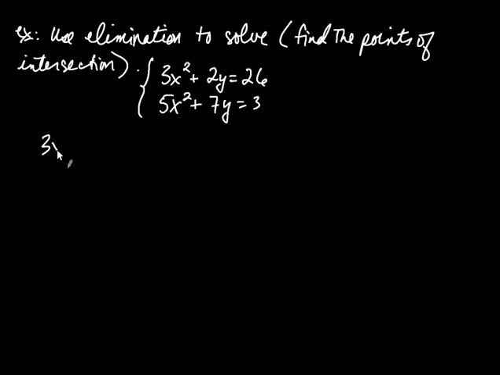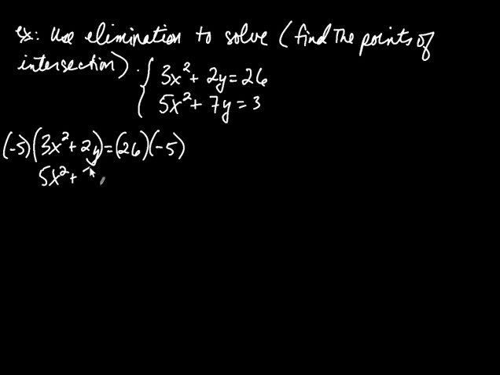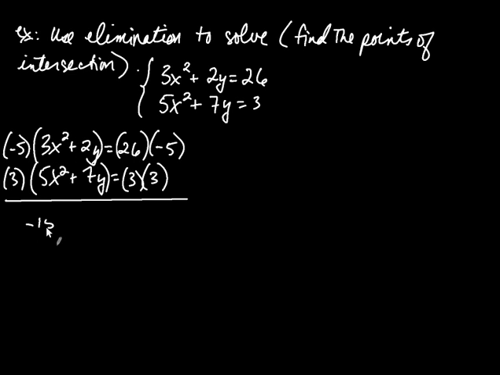So we'll take 3x squared plus 2y is equal to 26, and multiply both sides by -5. Then we'll take the bottom equation, 5x squared plus 7y is equal to 3, and multiply both sides by +3, just like you've done before when using the elimination method with lines. Multiplying through, you get -15x squared minus 10y is equal to -130, and the bottom equation is 15x squared plus 21y is equal to 9.